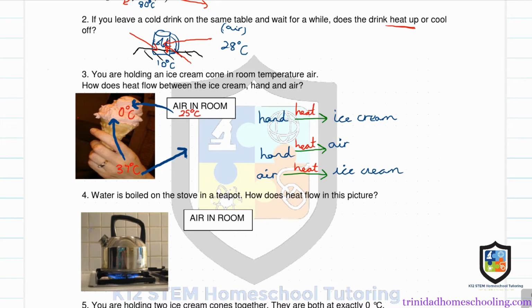Now example 4. Water is boiled on the stove in a teapot. How does heat flow in this picture? Well, we have a flame here, and this flame is at 1000 degrees Celsius. I have my water here, which is boiling at 100 degrees Celsius because water boils at 100 degrees Celsius. The air in my room is 25 degrees Celsius. How does heat flow?